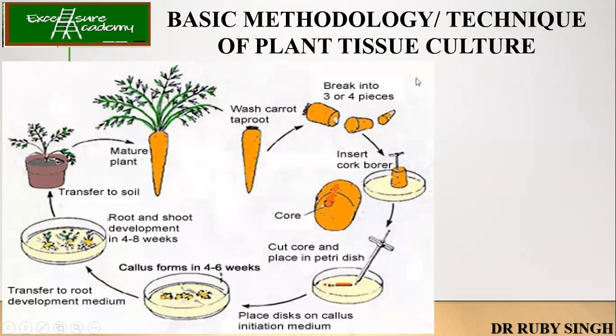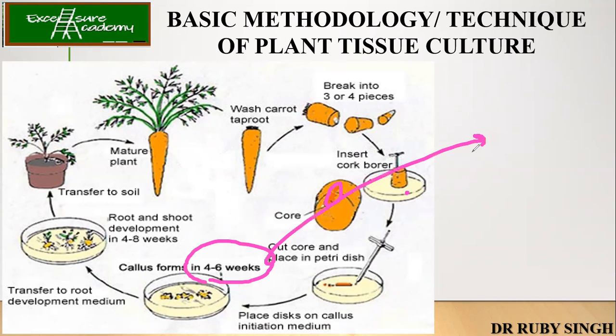Now let us say we have got a carrot. You break it into pieces. This is just one example. Take that piece and put it into the media. You can see that a small portion has been taken and put into the media. It is incubated and allowed to form callus. A callus is formed in 4 to 6 weeks.